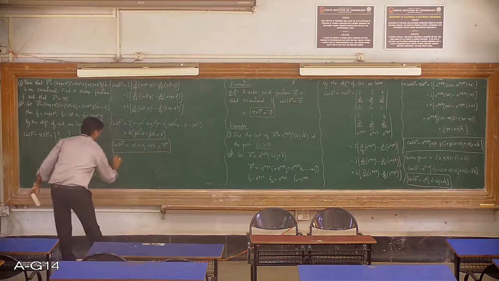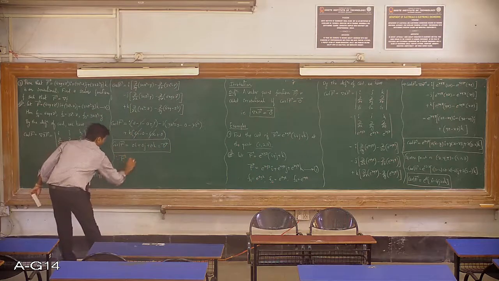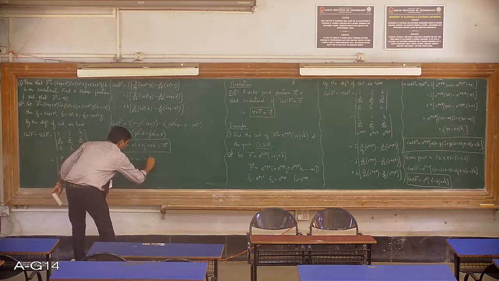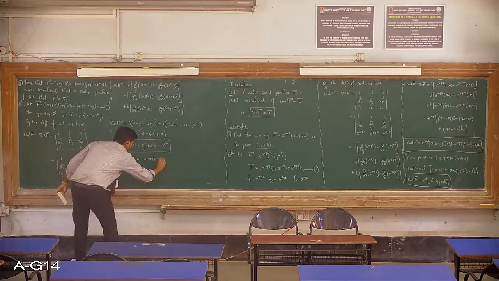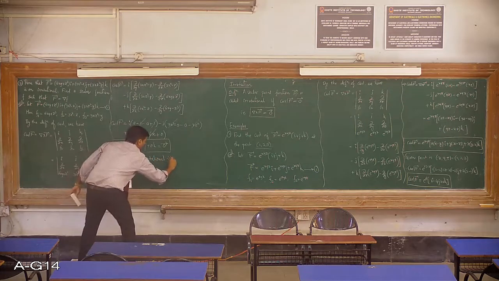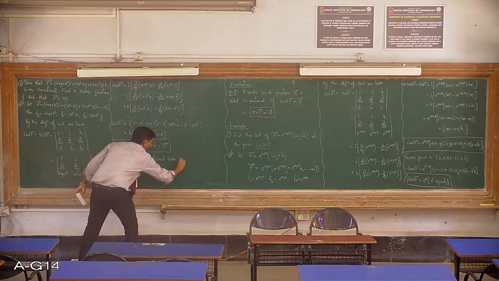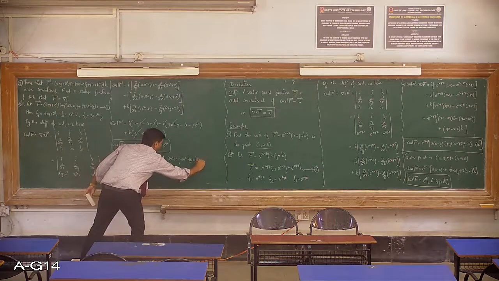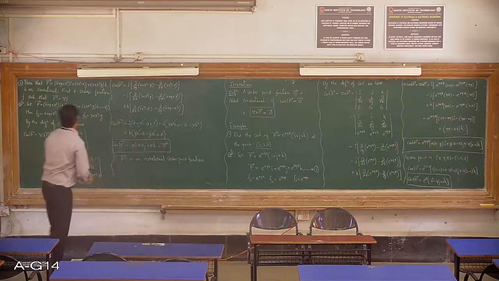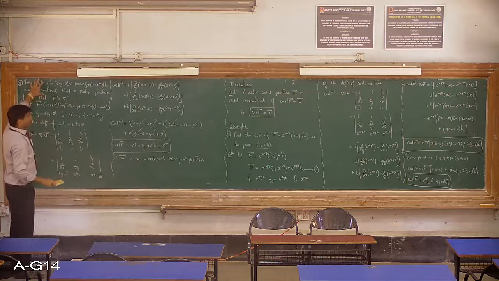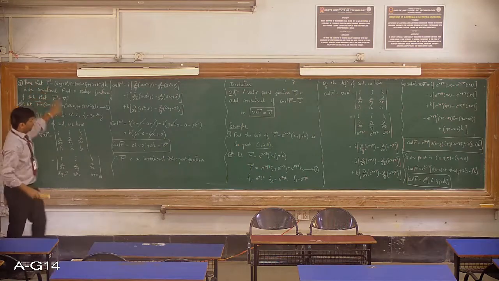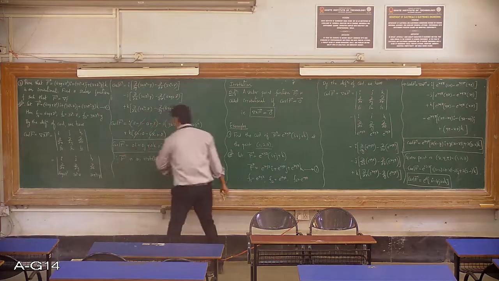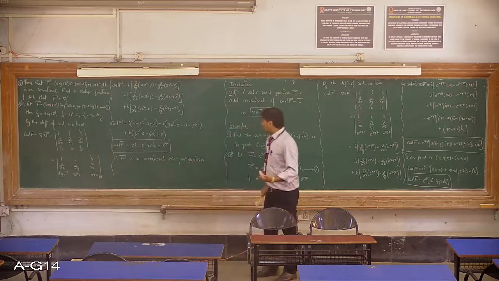So therefore F is an irrotational vector point function. Okay, this completes the first part. That means what they said first, prove that F is irrotational. So we have proved that curl F is equal to the 0 vector, so F is an irrotational vector point function.